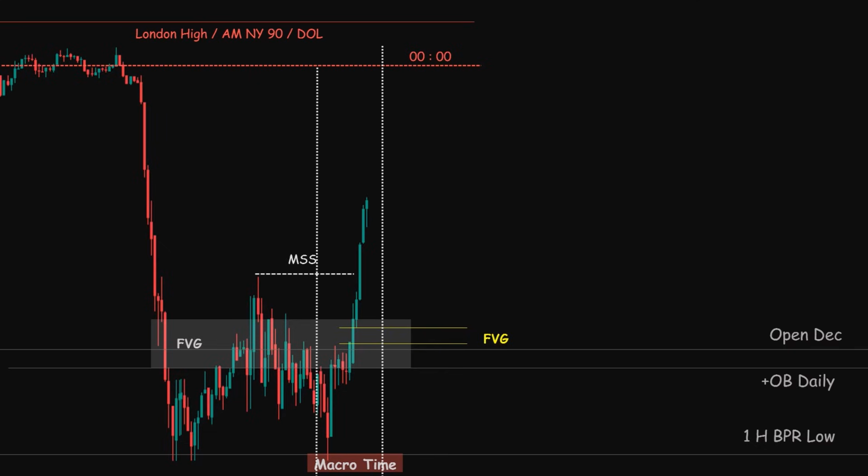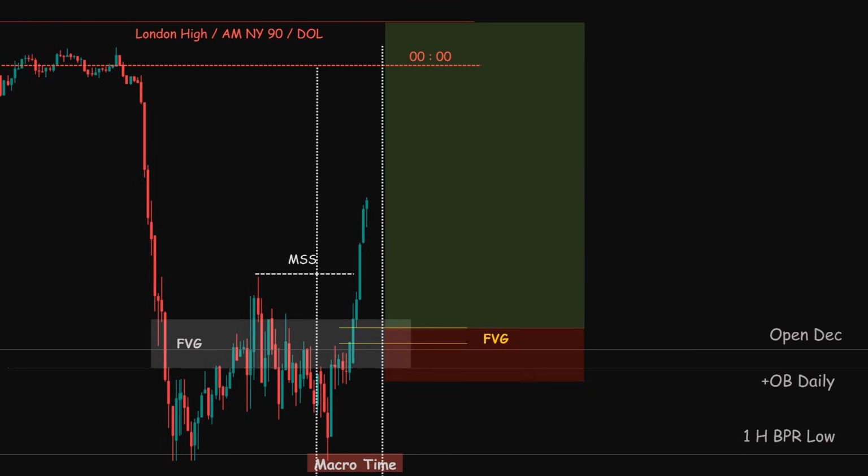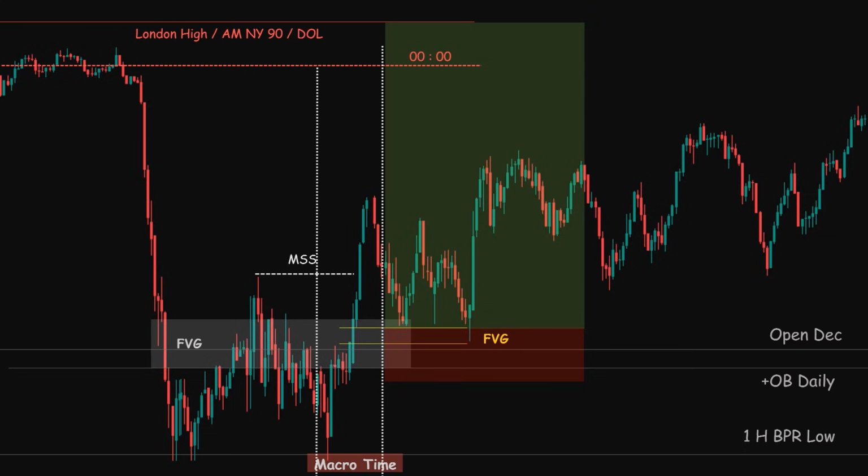On top of that, a new FVG developed within the IFVG, creating our BPR zone. These BPR zones are some of the most accurate and high probability entries. As soon as price touched this zone, the real upside expansion began. Notice how this move aligned perfectly with the macro session. This is exactly where the true strength of this setup shows up. Clean entry. Clear logic. Professional execution.